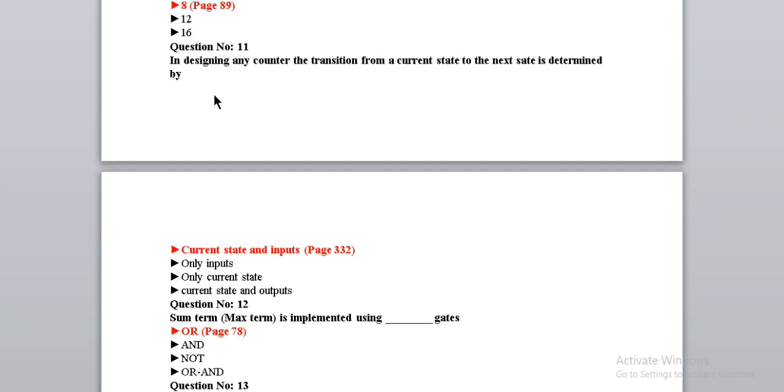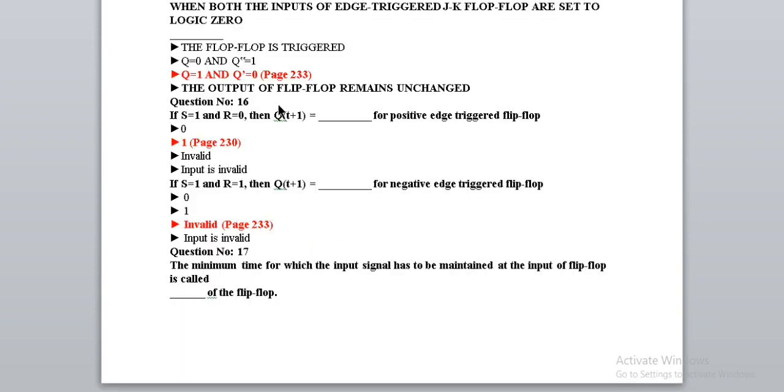In designing any counter, the transition from the current state to the next state is determined by the current state and inputs. Sum term and max term is implemented using dash gates. OR gate. When both the inputs of an edge triggered JK flip-flop are set to logic 0, Q is equal to 1 and Q bar is equal to 0.